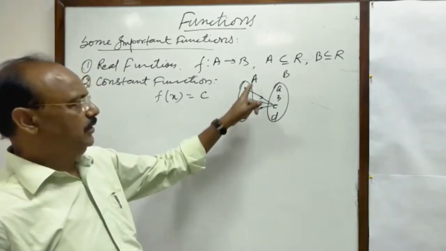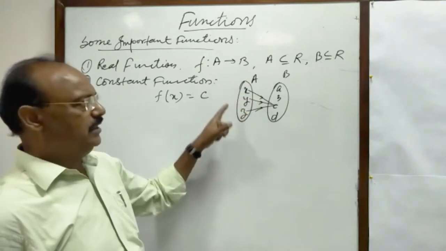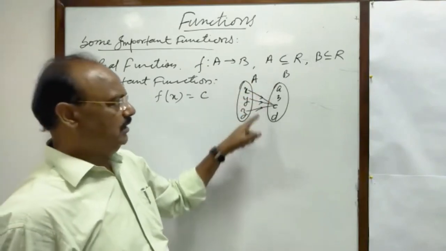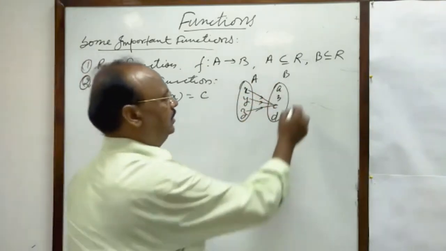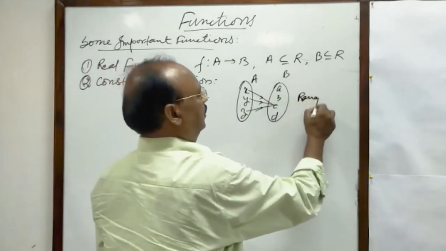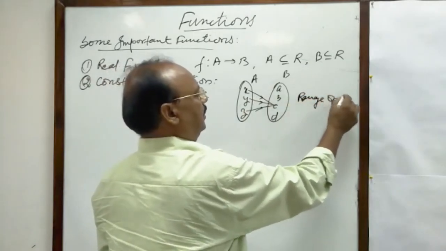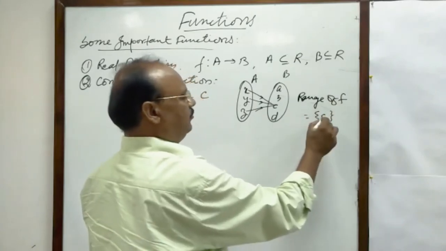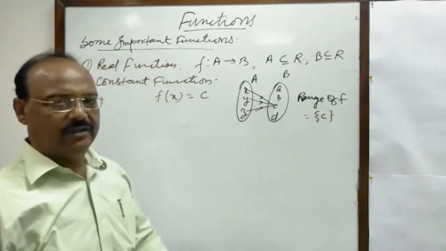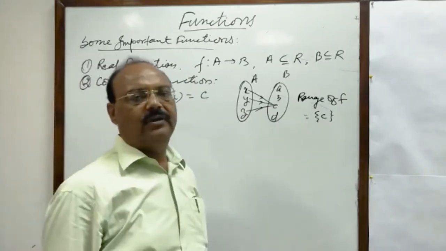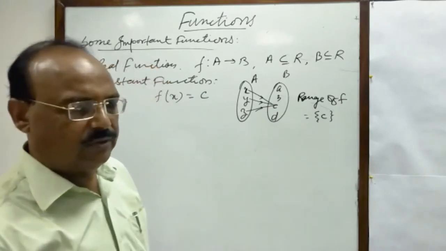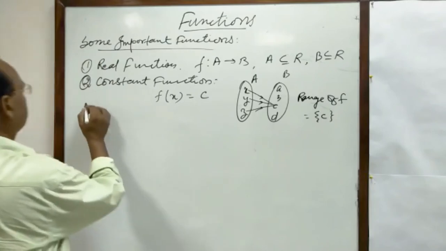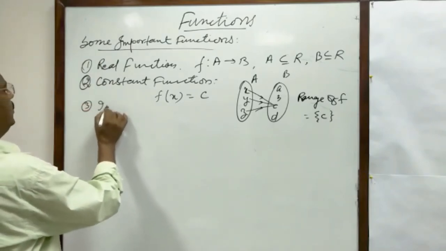Here domain is set A, codomain is set B, but the range of this function f is here a set having only one element C. So this is an example of constant function. Now, identity function.